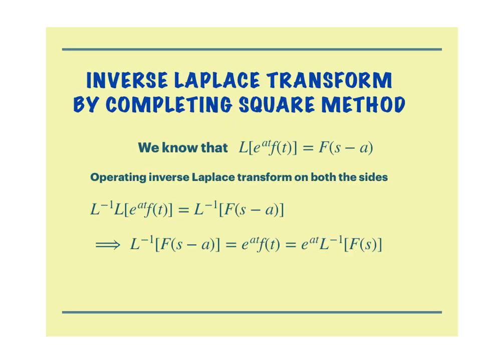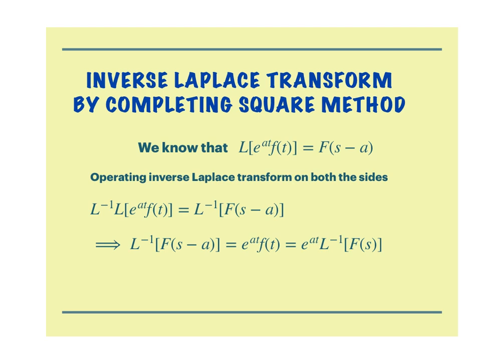Let's see first how to solve inverse Laplace transform by completing square, and for this which property is applied. We know that the first shifting property is defined by L of e power at into f of t is f of s minus a. If you apply inverse Laplace transform on both sides, we get inverse Laplace transform of f of s minus a will be e power at into f of t. We know that inverse Laplace transform applied on the s term gives us the t term. So this can be written as e power at f of t, which is nothing but the inverse Laplace transform of f of s.